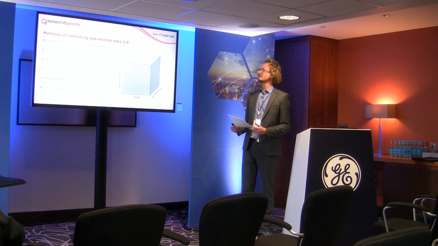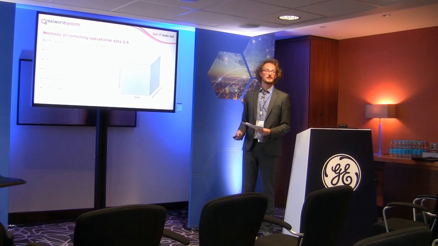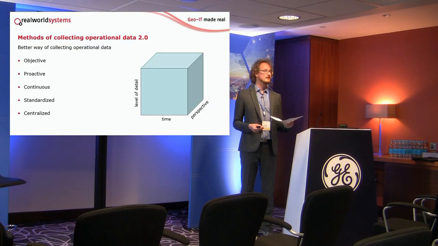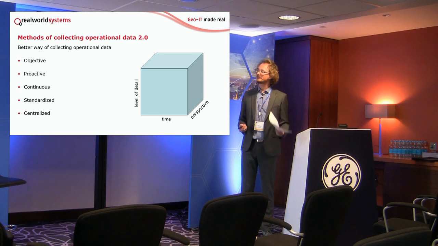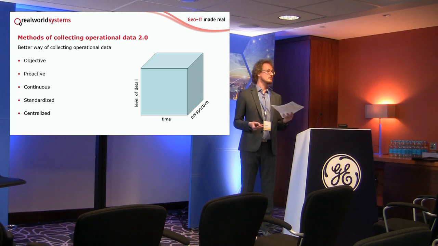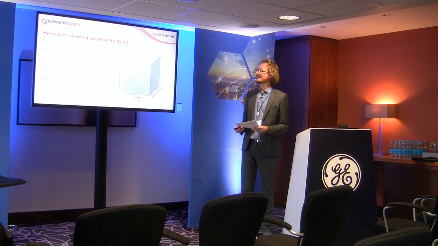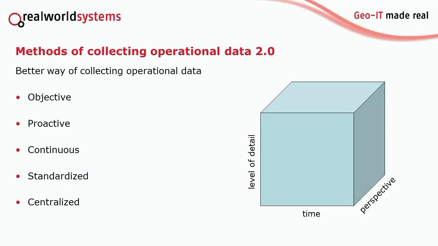So what I propose instead of all of this is version 2.0 of gathering this kind of information. Don't try to add magic print lines which you have to seek for. Don't rely on the subjective measurements of the users, saying it's good today or it's poor. It has to be objective, proactive, continuous, standardized, and centralized.